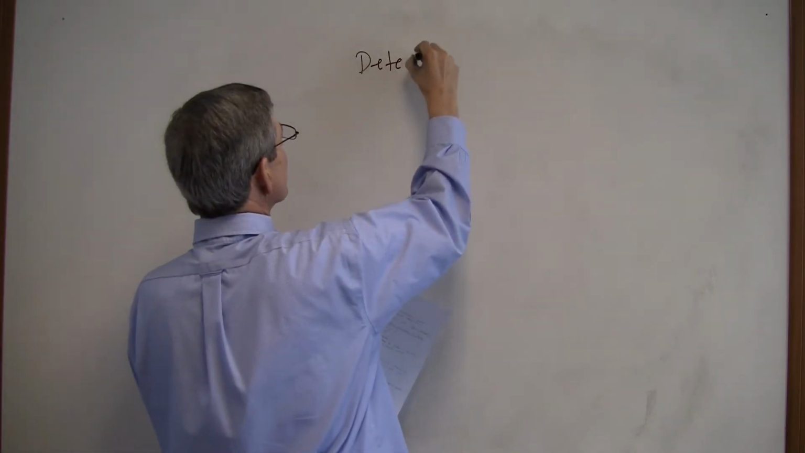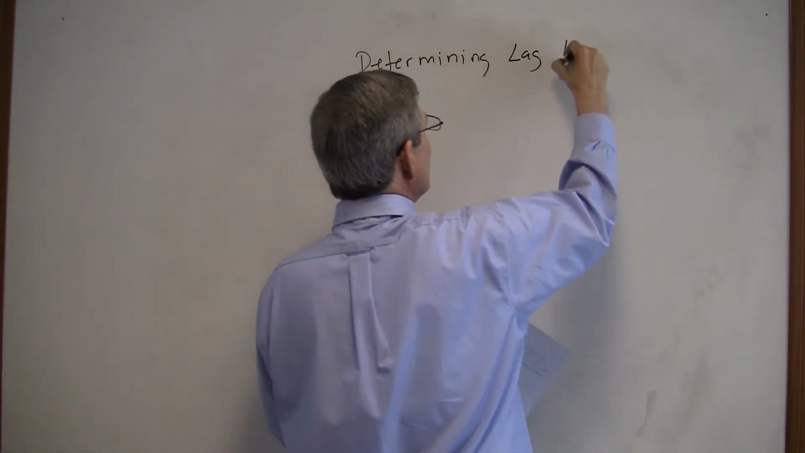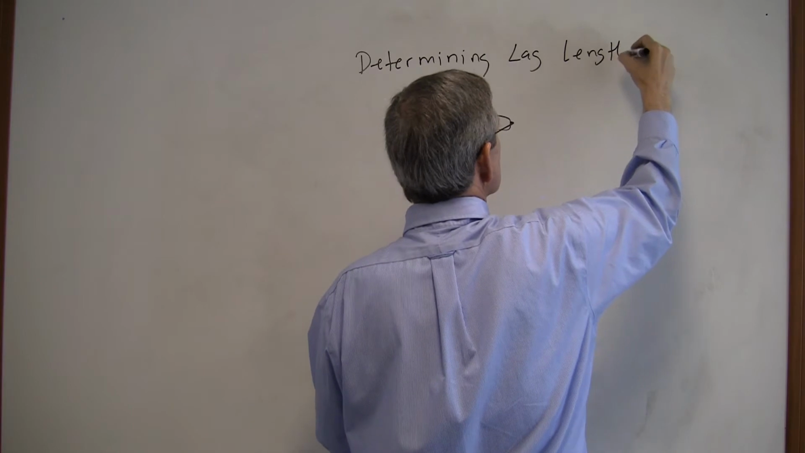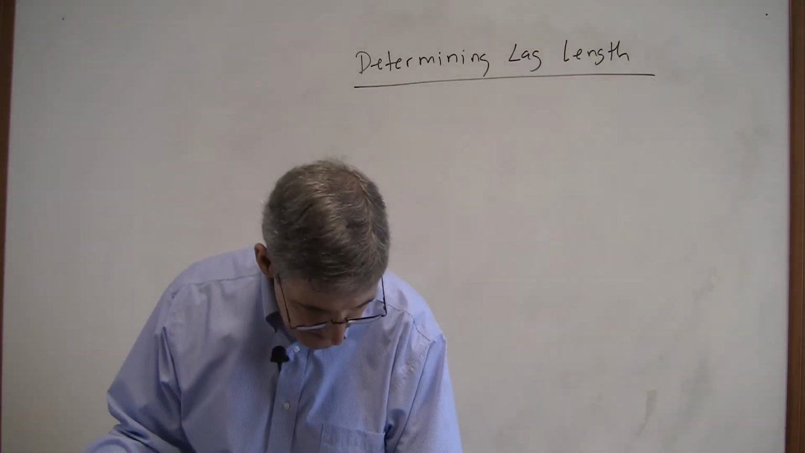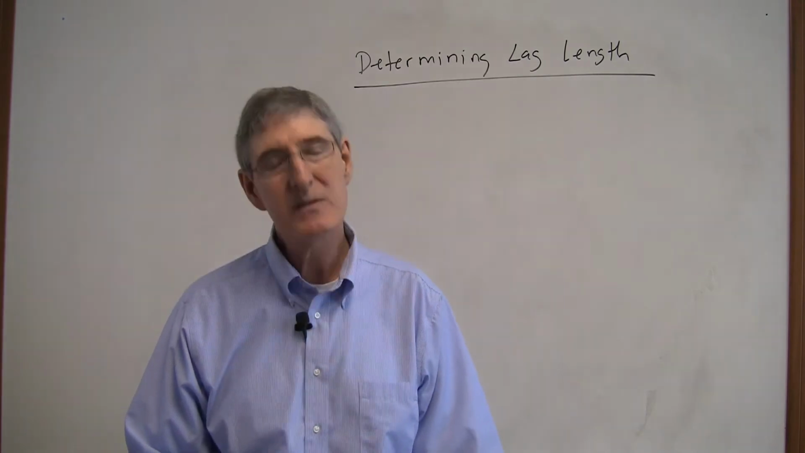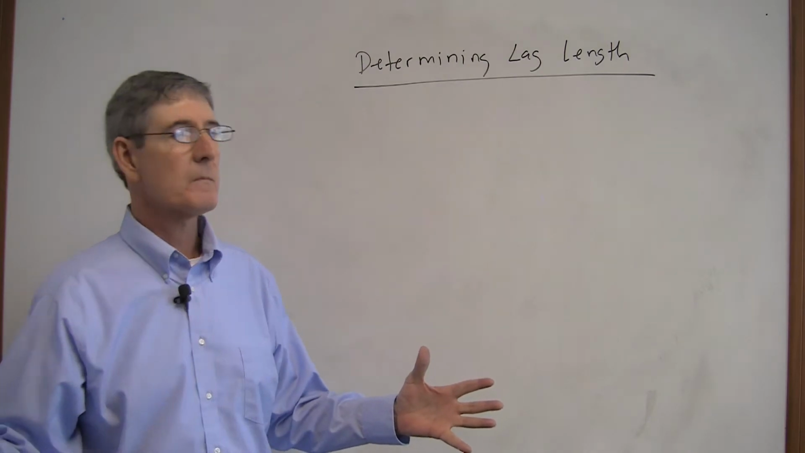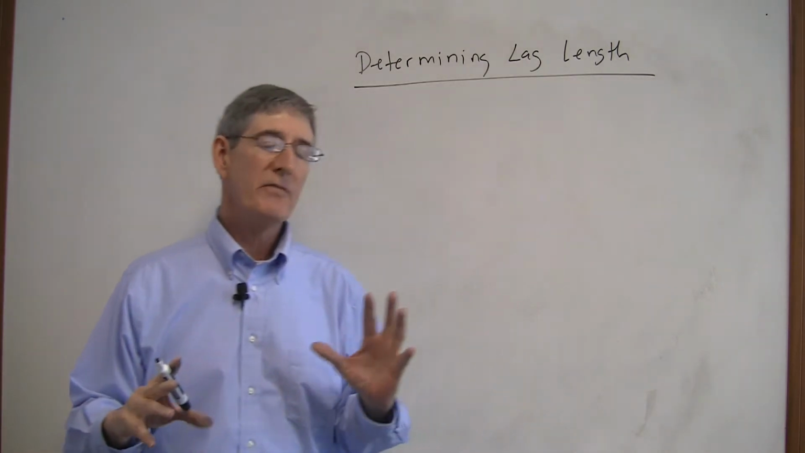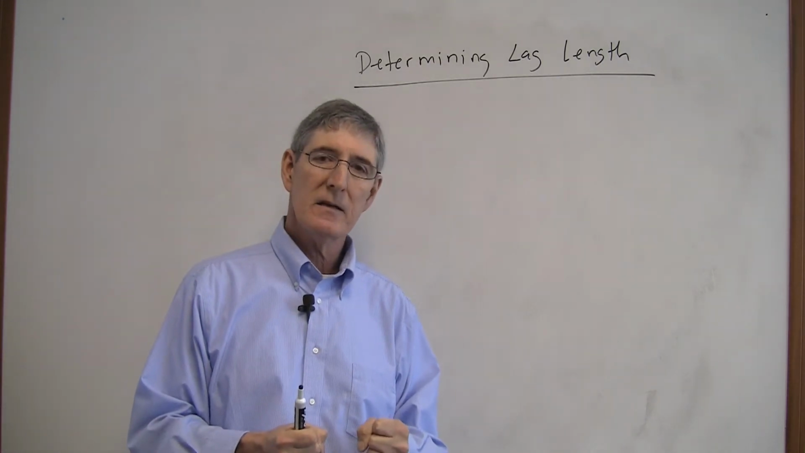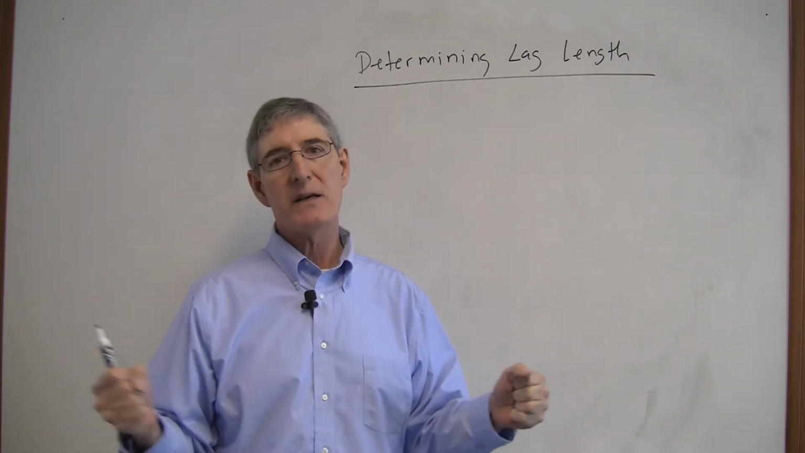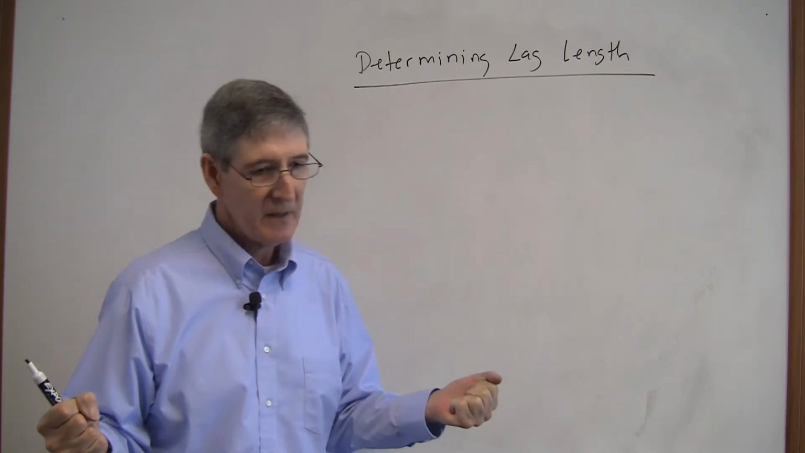Determining lag length. Before we do anything, we need to know what is P, what is Q1, what is Q2, QK. How many lags should we include? The basic rule of thumb is that if you don't include enough lags, you make a big error. You bias your coefficients, and your estimates and your forecasts are going to be way off.